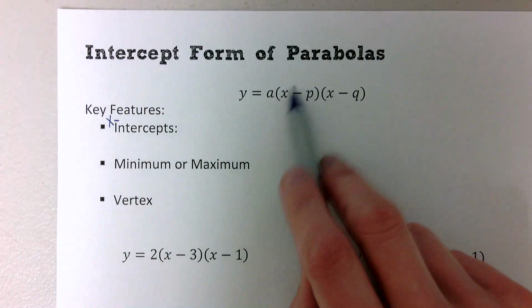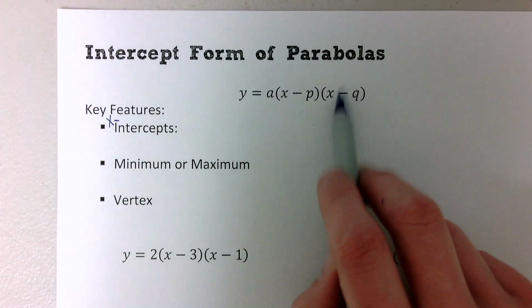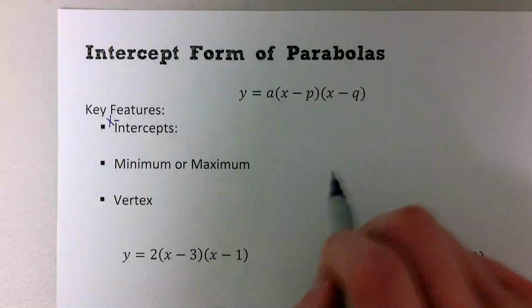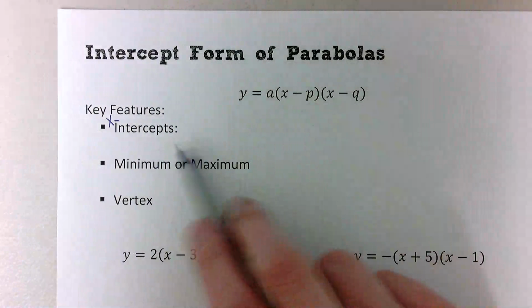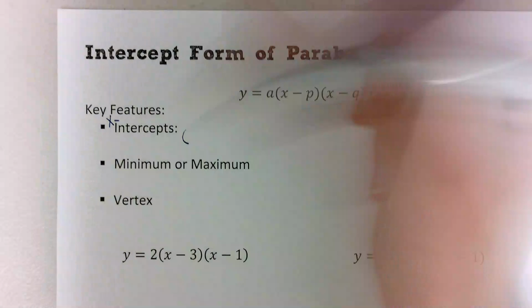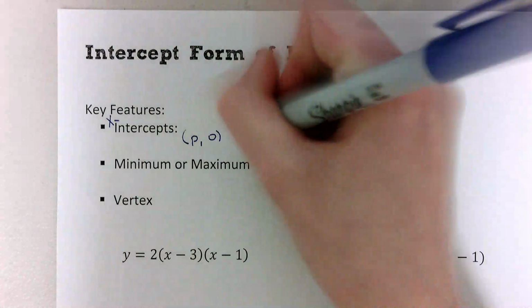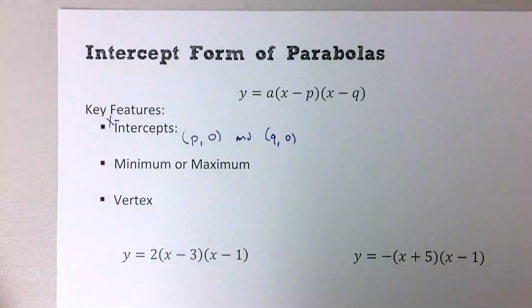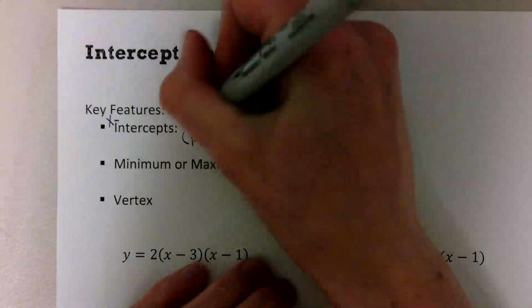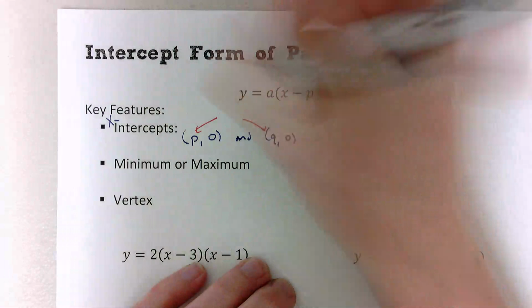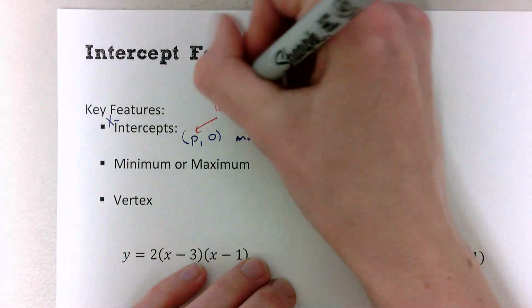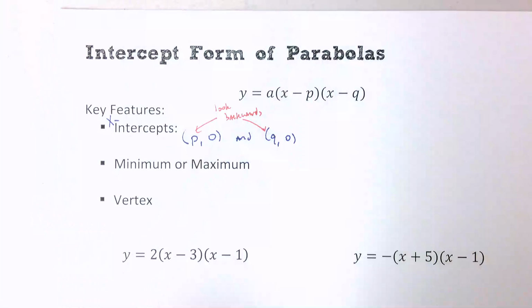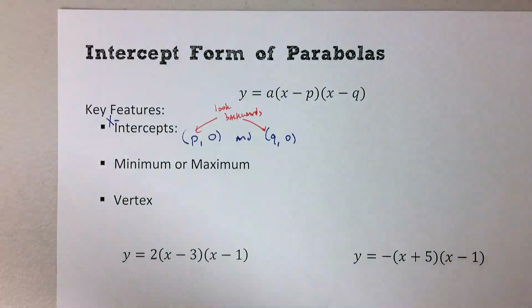But just like in vertex form, you notice how there's a minus sign built in. What that tells me is that these are actually going to look backwards of what they actually are. So our two x-intercepts for this equation are going to be P comma 0 and Q comma 0. But just like before, the P and Q part are going to look backwards. So if it says plus 3, it's actually going to be a minus 3. If it says minus 5, it's actually going to be a plus 5.